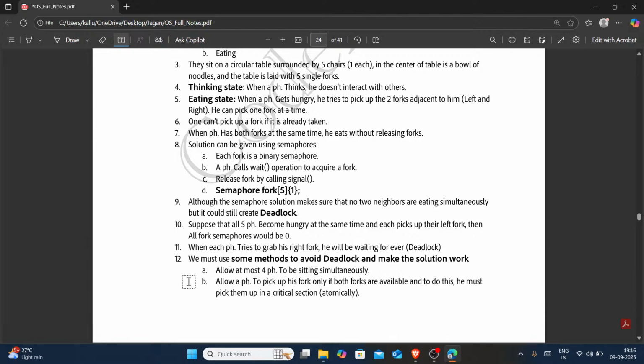Allow at most four philosophers to be sitting simultaneously. Allow at most four philosophers to eat simultaneously. Allow a philosopher to pick up his forks only if both forks are available. To do this, you must pick them up in a critical section atomically.